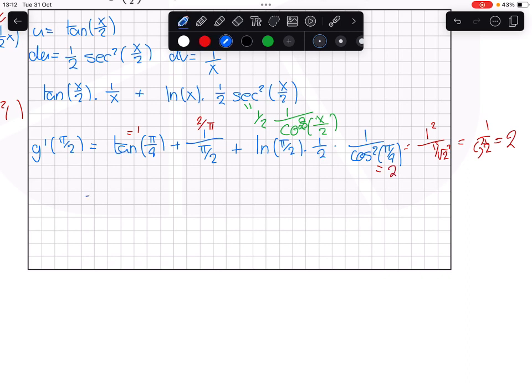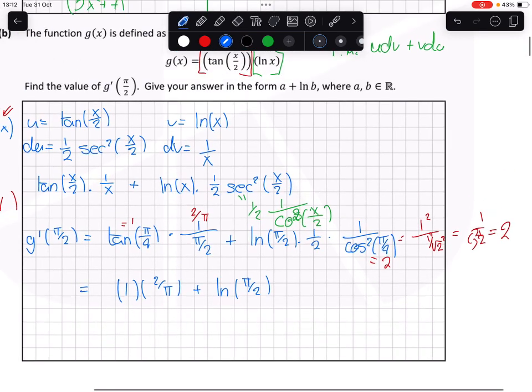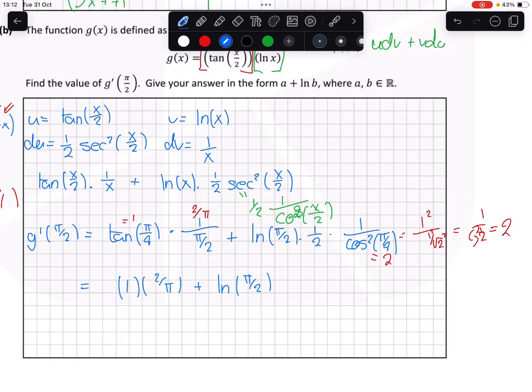So if we go ahead and simplify it, we're going to have 1. That shouldn't be a plus there, apologies. 1 multiplied by 2 over pi. And now we have to add on the natural log of pi over 2. And again, we're going to have to multiply this whole thing by a half and 2. So in the end, we're going to have 2 over pi plus the natural log of pi over 2, because 2 multiplied by a half just gives you 1.